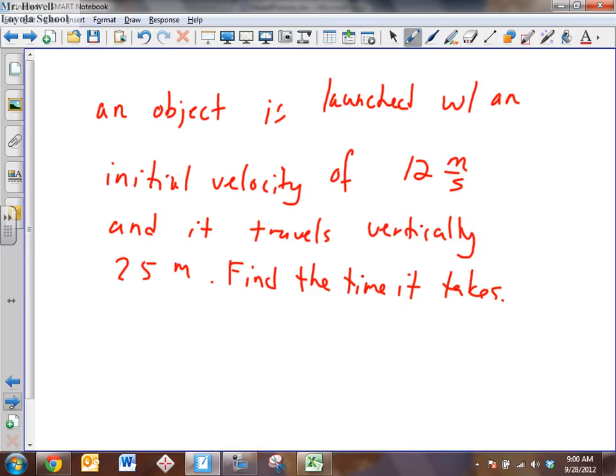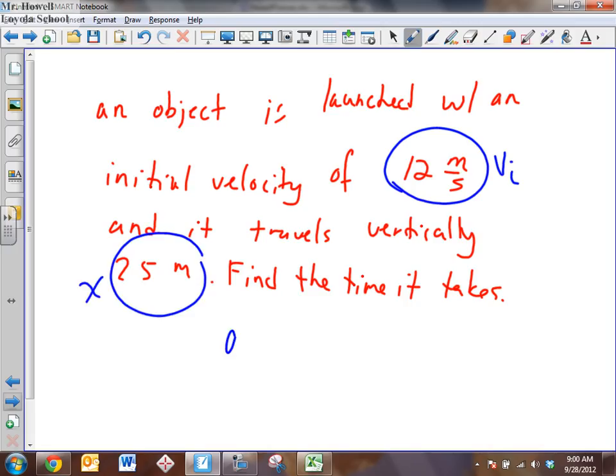What's my givens? Good. What else have I got? Keep going. You have your displacement, 25 meters. You have your acceleration, -9.81 meters per second squared. And what are we looking for?